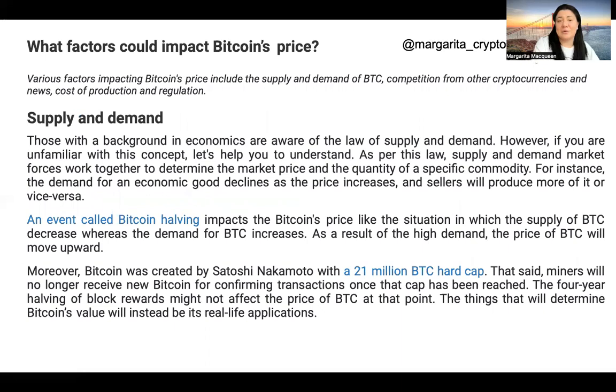What factors could impact the Bitcoin price? So there are many factors actually, if not looking into cryptocurrency like fiat, it is determined by economics. Economics in the world, what's happening.